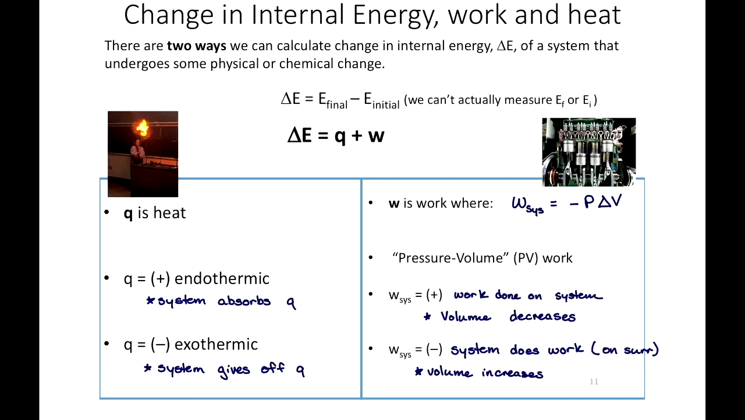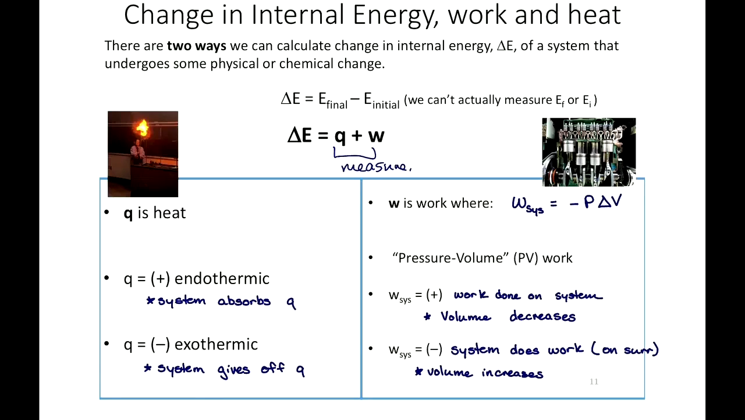We can measure these. We can measure heat and work. So the heat and work involved in a chemical process is related to the change in internal energy for that chemical process. Okay, so we will care more about heat and work here. All right, so let's define these.